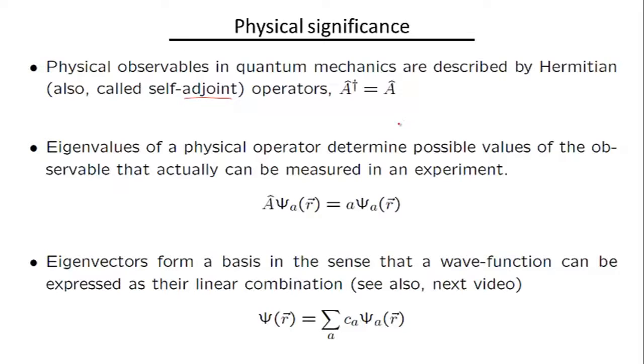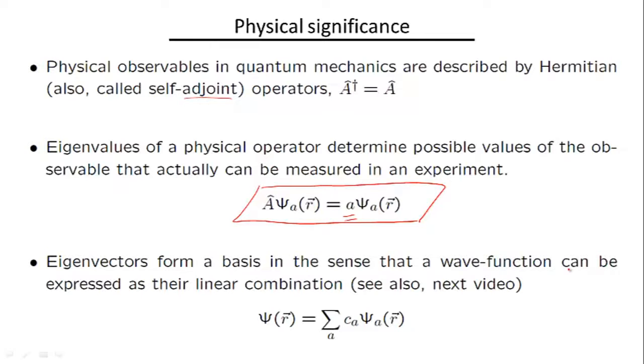But anyway, if we have identified a quantity of interest, our observable A, and identified an operator associated with this observable, then we need to solve the eigenvalue problem for this operator. And the available eigenvalues determine possible values that actually can be measured in experiment.